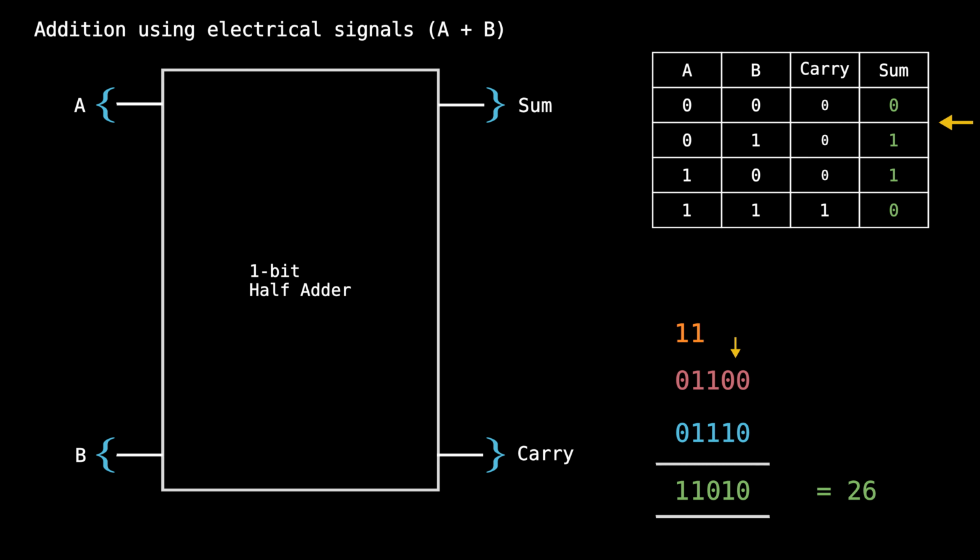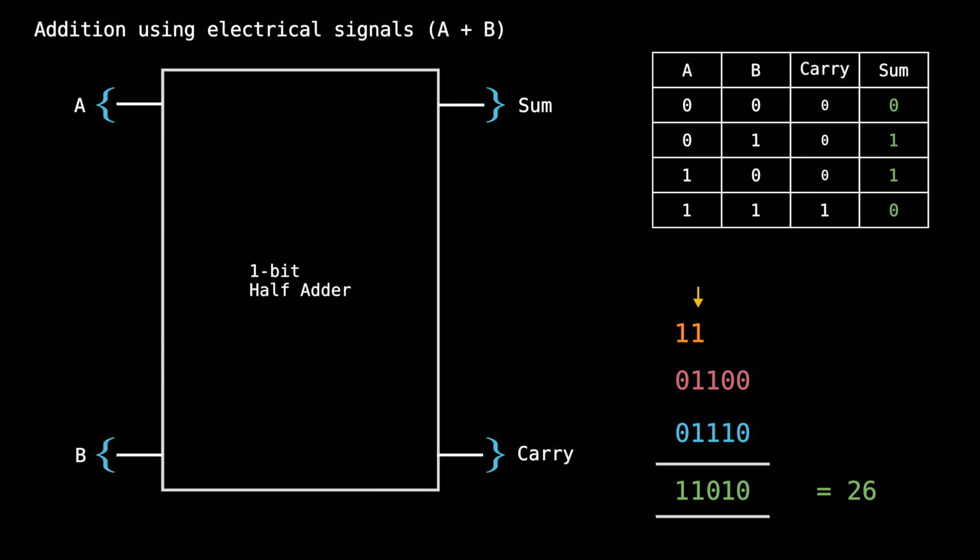Now look at the next bit. We are adding 0 and 1, which gives us a sum of 1 and a carry of 0. This is also something that our 1-bit half adder can do. And now look at the next bit. We are adding 1 plus 1, which gives us a sum bit of 0 and a carry bit of 1. Now let's move on to the next bit, 1 plus 1 plus 1, which is something that our 1-bit half adder cannot do since it can only handle 2 inputs and not 3.